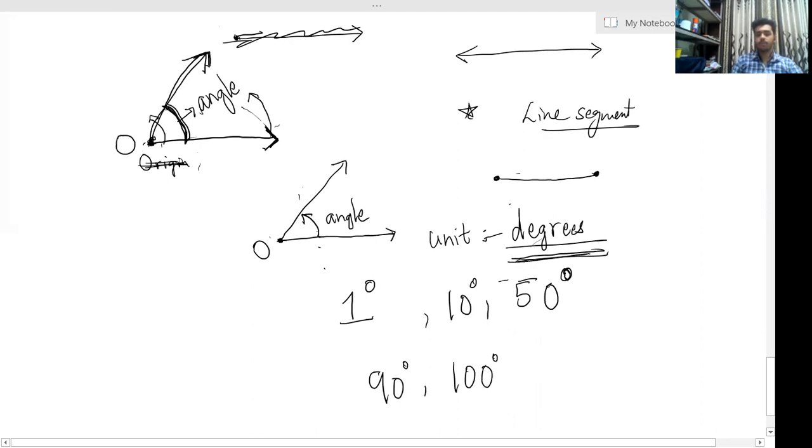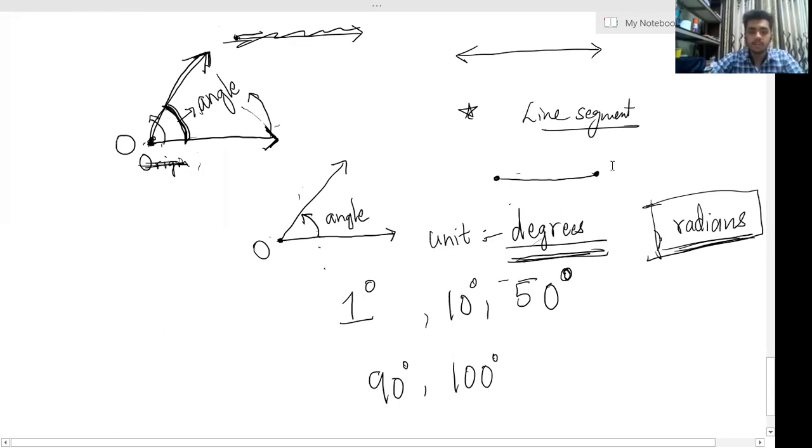Whereas another angle unit, just remember, you don't have to learn this, is called radians. You'll learn it in higher standards, but just remember the name, no need to remember anything else regarding this. This is another unit for measuring the angle. Okay.